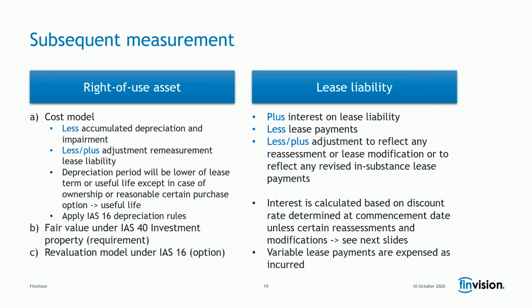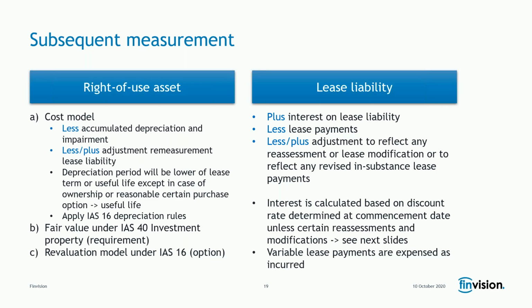Useful life will be the case when you automatically become the owner, or for example, when you have a purchase option that has been assessed as reasonably certain. You will adjust, and that's something we'll see afterwards, for the impact of the remeasurement of the lease liability. Remeasurement of the lease liability may happen due to a change in payments, or change in scope, or change in lease term that may or may not be already foreseen in the terms and conditions of the lease contract.